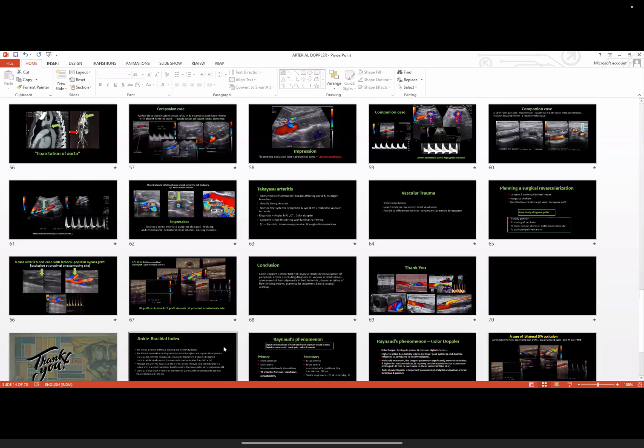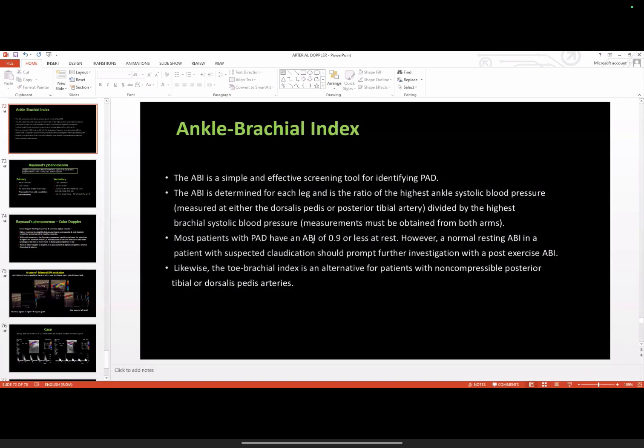So basically, this is a screening criterion. Ankle brachial index is a screening criterion for identifying peripheral arterial disease, in which the highest ankle blood pressure, measured at either the dorsalis pedis or posterior artery, is divided by the highest brachial systolic blood pressure. Measurement must be obtained from both arms. In a patient with peripheral arterial disease, ABI is 0.9 or less at rest. However, a normal resting ABI in a patient with suspected claudication should prompt further investigation with post-exercise ABI.